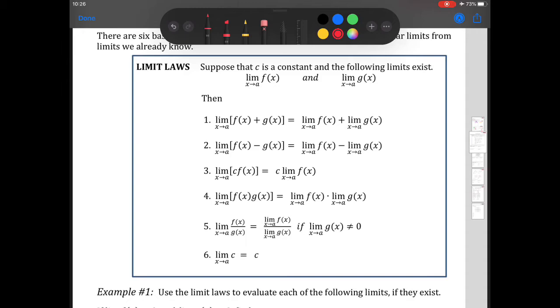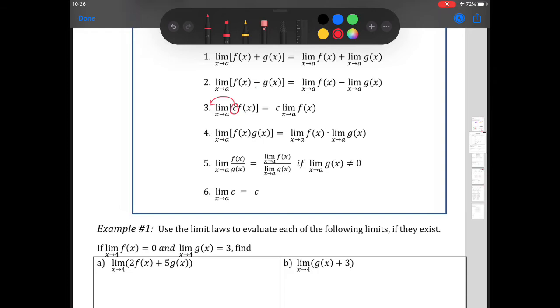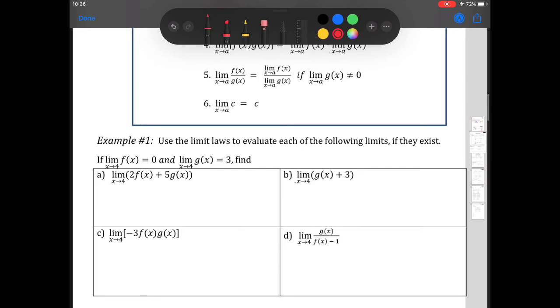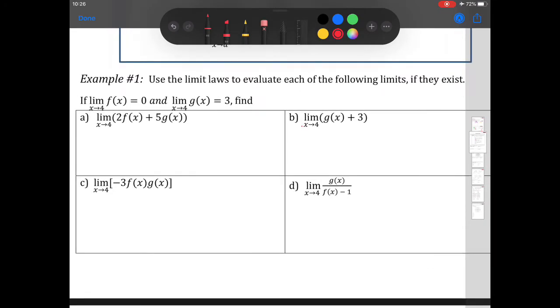Suppose that c is a constant and the following limits exist. So we're saying both limits exist. Then if it's addition, you can write it as two separate limits. If it's subtraction, you can do the same. C is the constant, so you can bring the constant to the front and take the limit of the remaining function. If it's multiplication of the two, you can multiply them separately. Once you find the limits, you can just multiply their answers. Same thing goes for division, and this one is also very important: a limit of a constant is just that number. So when we do the questions, these will make more sense.